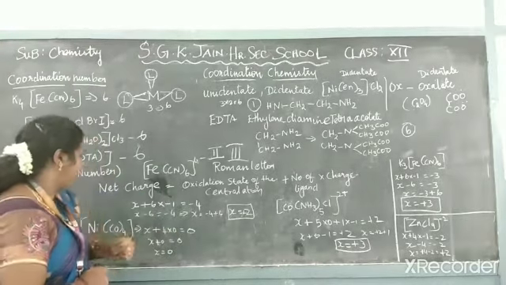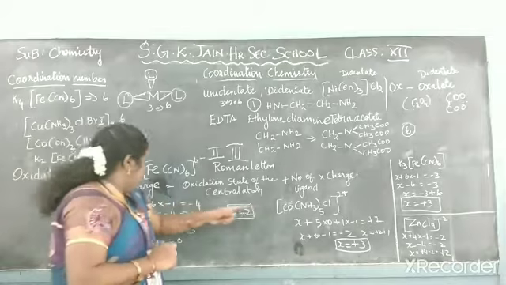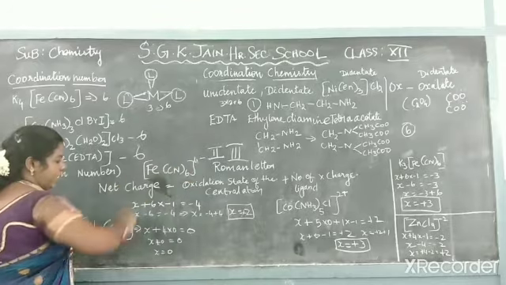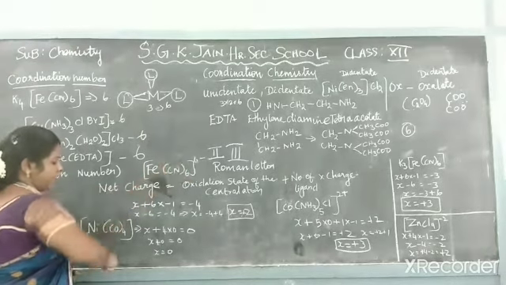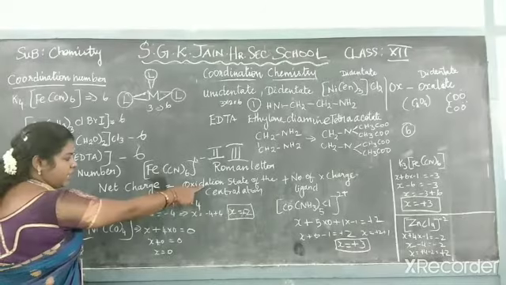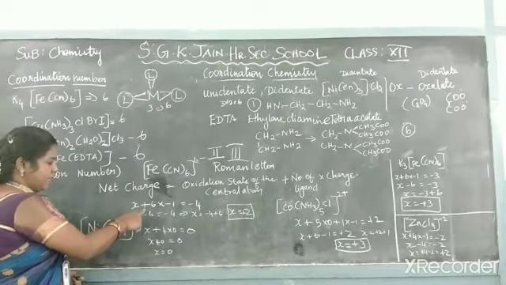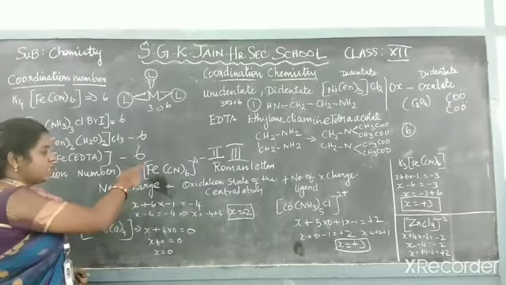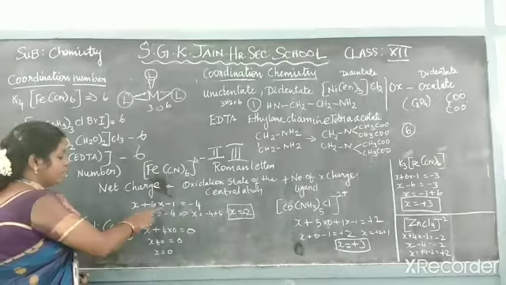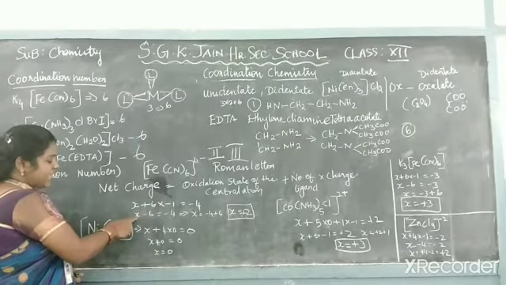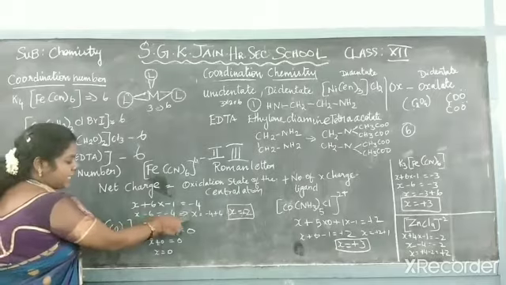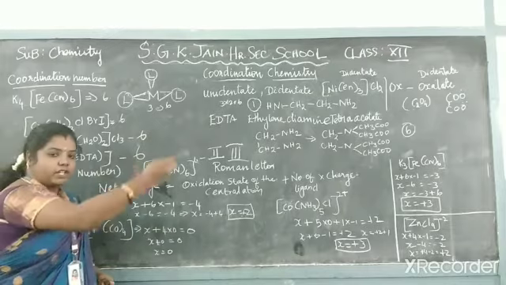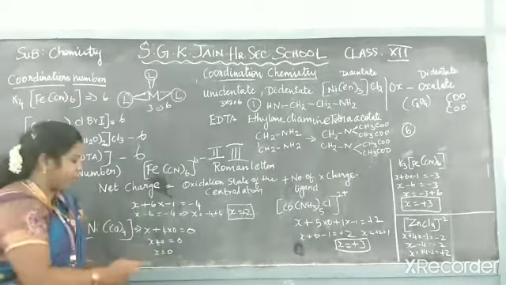Let's see with an example. First one is the compound Fe(CN)6 4 minus. What is the net charge here? 4 minus. What is the oxidation state? We don't know, let it be X. How many ligands are there? 6 ligands. 6 into, what is the charge of the ligand? It is minus 1, so 6 times minus 1 is minus 6. X minus 6 equals minus 4. When it goes to the other side, the sign will be changed, minus converted into plus. So X equals minus 4 plus 6.